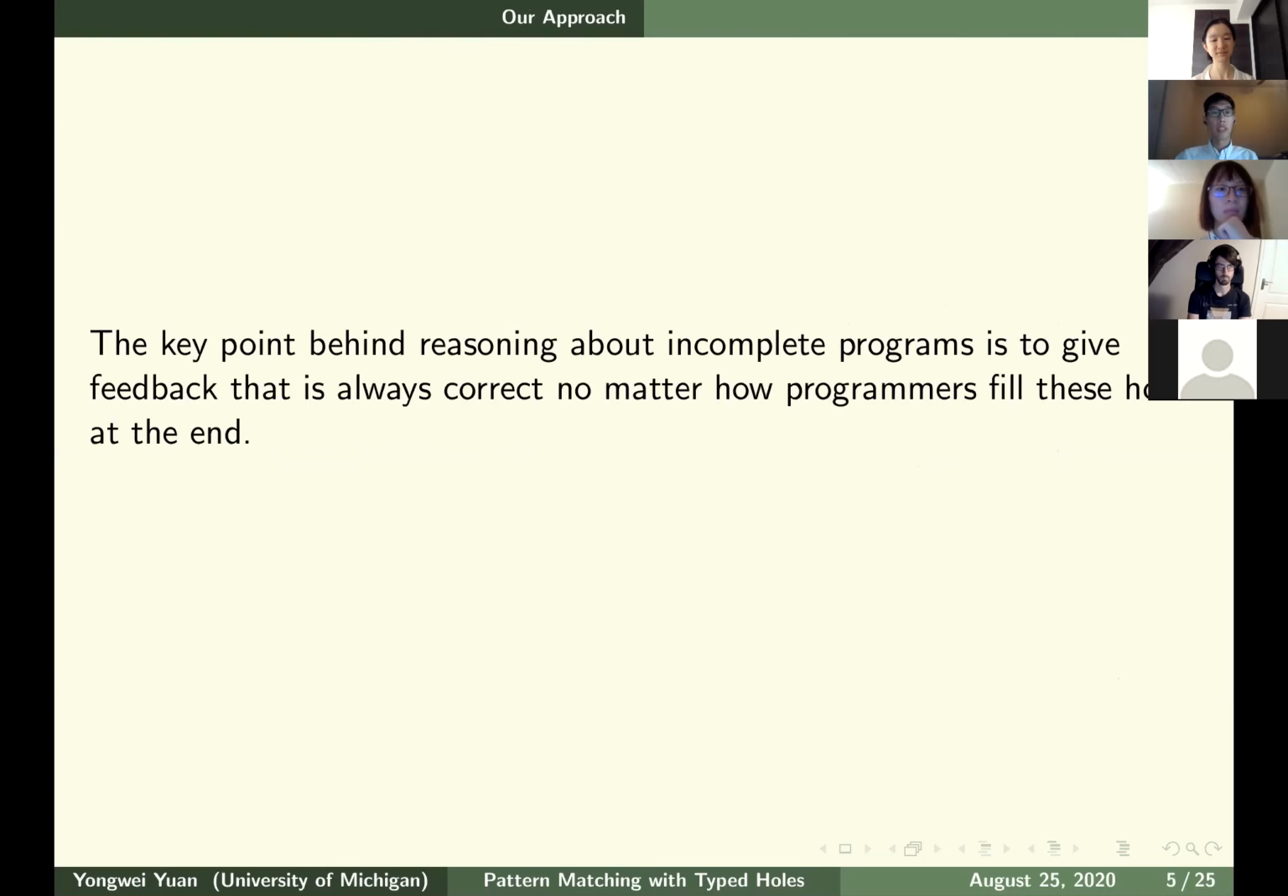The key point behind reasoning about incomplete programs is to get feedback that is always correct, no matter how the programmer filled these holes at the end. With that design philosophy in mind, let's see how pattern matching with type holes works.